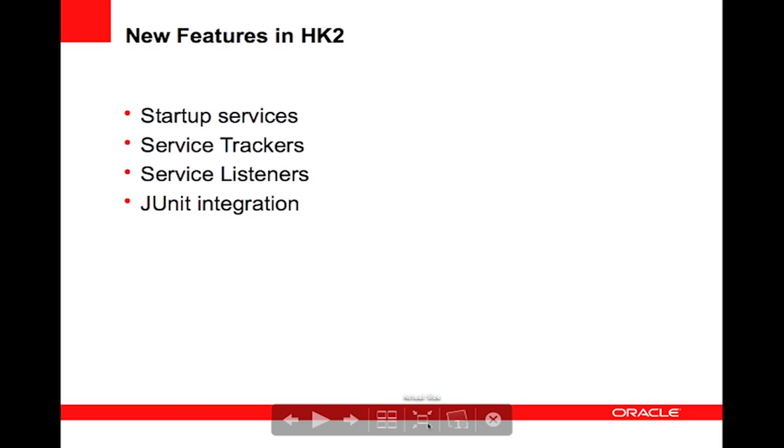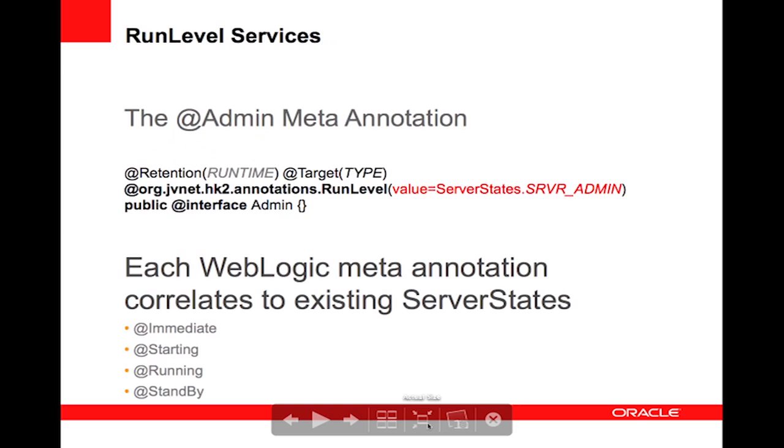On top of that, because we've had these services available since version 3.0, we've added facilities to track services. It's a facility where you can get notified of changes of a particular service. You can also listen to a service, that is, listen to the life cycle of that particular service, its allocation and its deallocation. And finally, to help with development and testing, we've added a JUnit integration. So let's look into all this in more detail.